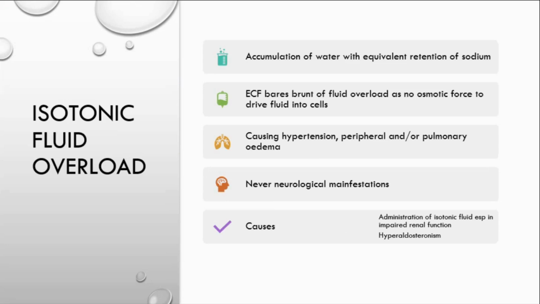And now we have isotonic fluid overload. So you get the accumulation of water with equivalent retention of sodium, and then the ECF bears the brunt of the fluid overload because there's not the osmotic force to drive the fluid into the cells, so it stays in the ECF. So that causes hypertension, peripheral and or pulmonary edema, but doesn't cause neurological manifestations because you don't have the changes of the tonicity. And so that can be caused iatrogenically by administration of isotonic fluids, especially if there's impaired renal function or in hyperaldosteronism.